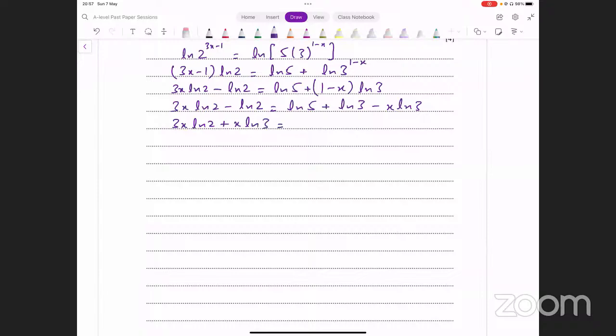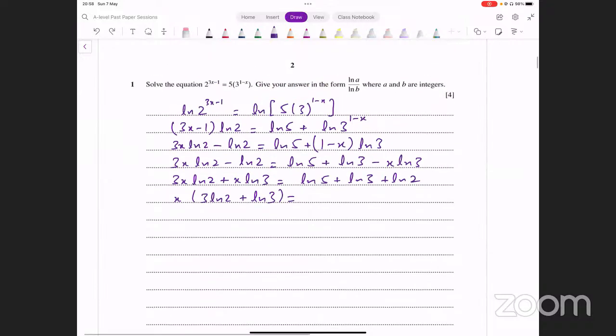That is going to give you 3x into ln2 plus x into ln3. Take everything else to the other side, and that will give you ln5 plus ln3 plus ln2 on the other side. Okay. Now, since we want the value for x, we can make x the subject. We can take x common here on the left side, and that leaves us with 3 ln2 plus ln3 inside the brackets. On the other side, we have ln5 plus ln3 into ln2. Now think about this. What's the final result that we need?